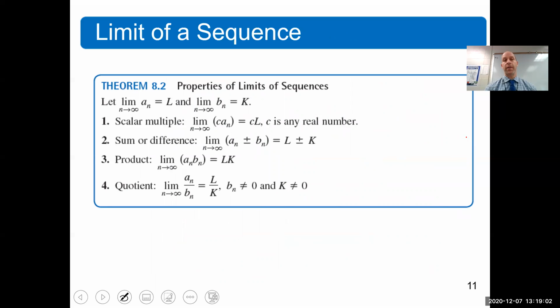Some properties of sequences are very similar to properties we've learned in the past. If the limit of one sequence is L and the limit of another sequence is K, and I multiply a constant, a scalar, times my sequence, then I can simply take C times the limit. If I add or subtract two sequences, then the limit of their sum or difference is just the sum or difference of the limits. The product rule works and the quotient rule works. These are very nice properties that can help you break more complicated sequences down into easier pieces.